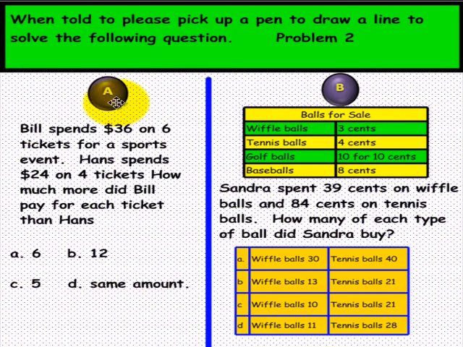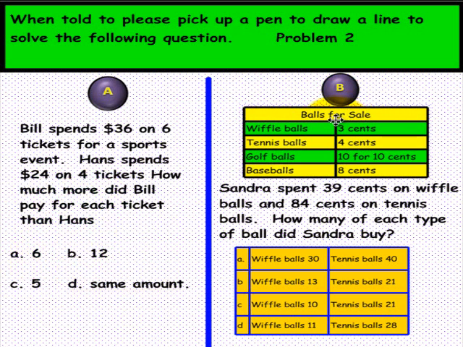Problem 2 is broken down into 2 parts, A and B. Let me read part A first. Bill spends $36 on 6 tickets for a sports event. Hans spends $24 on 4 tickets. How much more did Bill pay for each ticket than Hans? And you'll place a line under the correct answer below.